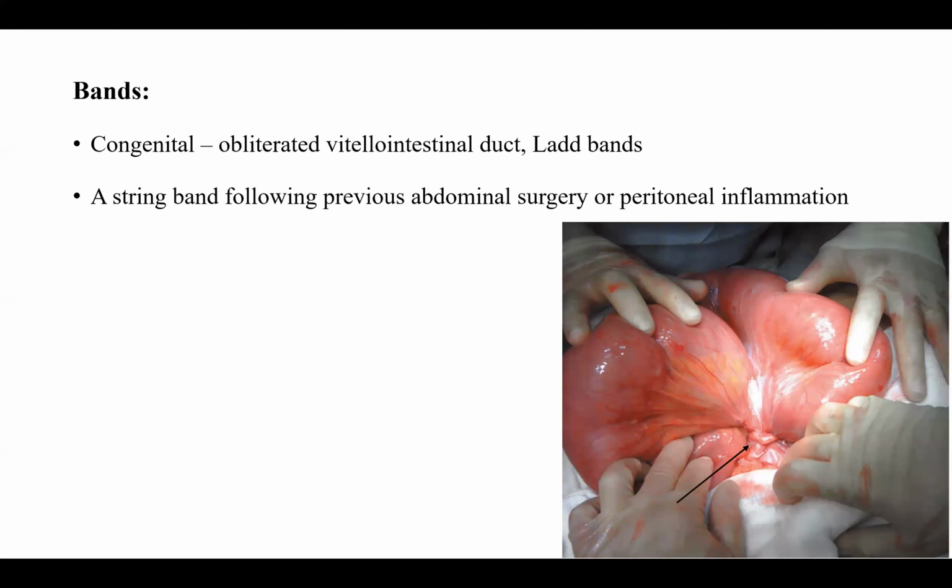Coming to bands, bands can be congenital, that is an obliterated vitelline intestinal duct, or Ladd's bands. Ladd's bands arise from the cecum and extend to the subhepatic region and posterior peritoneum, and may compress the second or third part of the duodenum and cause small bowel obstruction. Another cause of bands might be a string band following previous abdominal surgery or due to peritoneal inflammation.